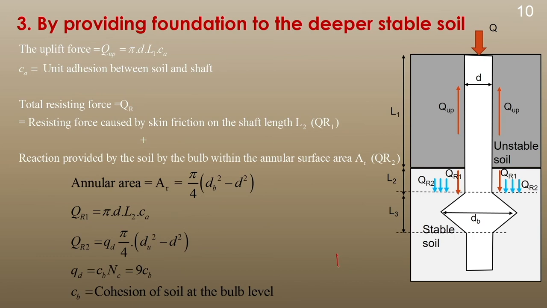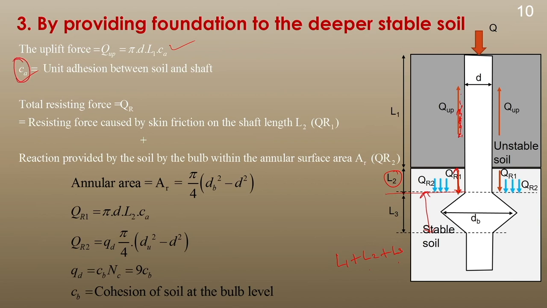Let us consider a pile of length L1 plus L2 plus L3. Out of this length, L1 is located in the unstable zone, L2 is the length located in the stable zone between the bulb and the unstable zone, and L3 is the length of the bulb in the stable zone. So L1, L2 and L3. Now the uplifting force acting on the pile, QUP, will be equal to pi d L1 into CA, where CA is the unit adhesion between the soil and shaft. This adhesion between the soil and shaft will try to push the pile in the upward direction. So that's why we need to take CA.